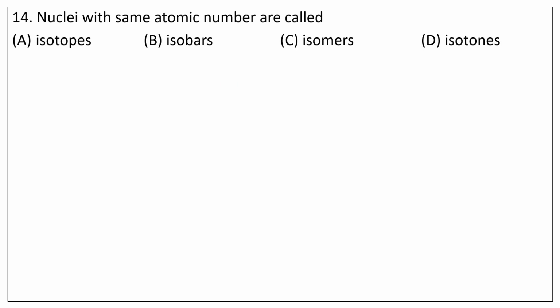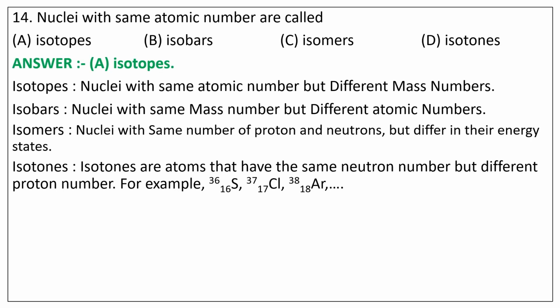14. Nuclei with same atomic number are called A. Isotopes, B. Isobars, C. Isomers, D. Isotones. Answer A. Isotopes. Isotopes, nuclei with same atomic number but different mass numbers.